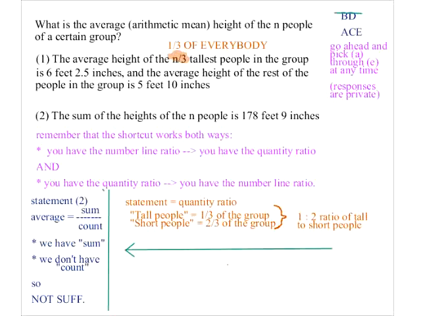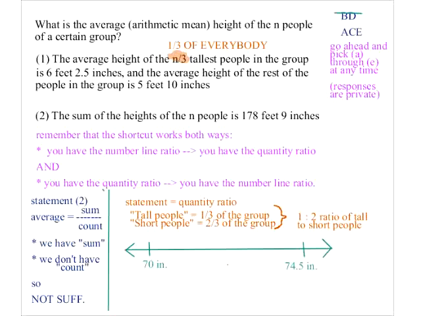Here's a number line. In this case, here are the pure statistics. We have a 6 foot 2.5, so this is 78.5 inches. Sorry, this is 74.5 inches. And then 5'10" is 70 inches.